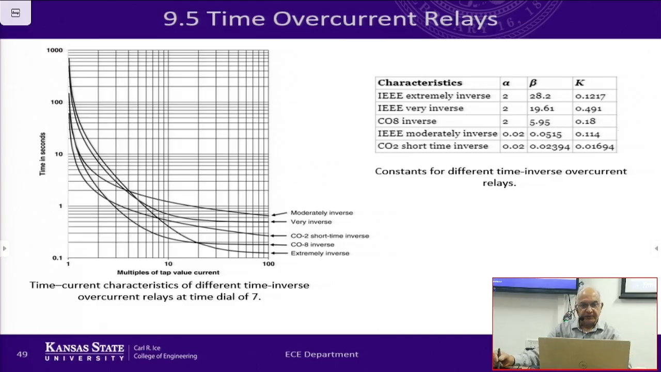For example, you notice that in this graph you have extremely inverse, then CO8 is inverse, CO2 is short time inverse, very inverse, moderately inverse. So these are defined as standard characteristics by IEEE, and they mimic whatever was available from the electromechanical relays. And alpha, beta, and K values are specified in this particular table. Based on these numbers, we can obtain these characteristics.